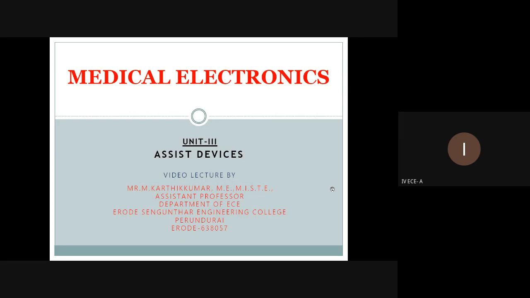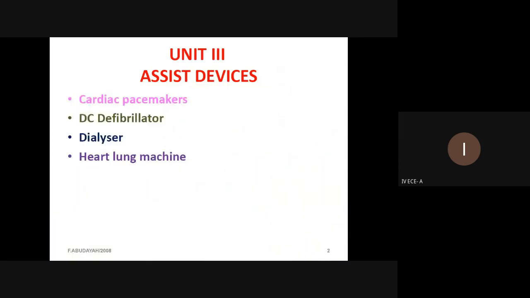So in this video, today we are going to see about the assist devices in unit 3. So what are the assist devices? There are cardiac pacemakers, DC defibrillator, dialyzer, then heart lung machine. These are all called assist devices, which help to live with some other sources.